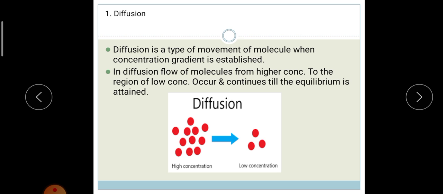In diffusion, flow of molecules occurs from the higher concentration to the lower concentration. In this diagram you can see diffusion means, in simpler words, flow of molecules from the higher concentration to the region of lower concentration, right? And it occurs and continues till the equilibrium is attained.